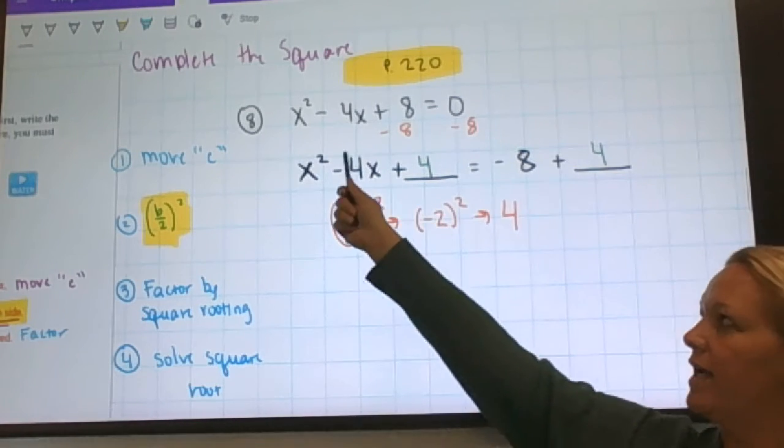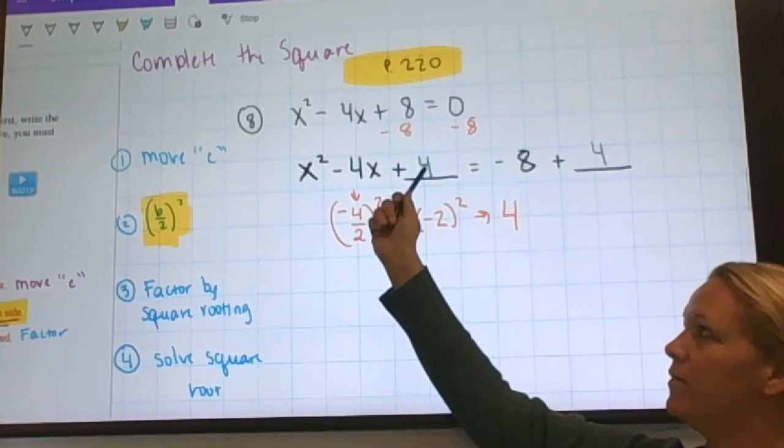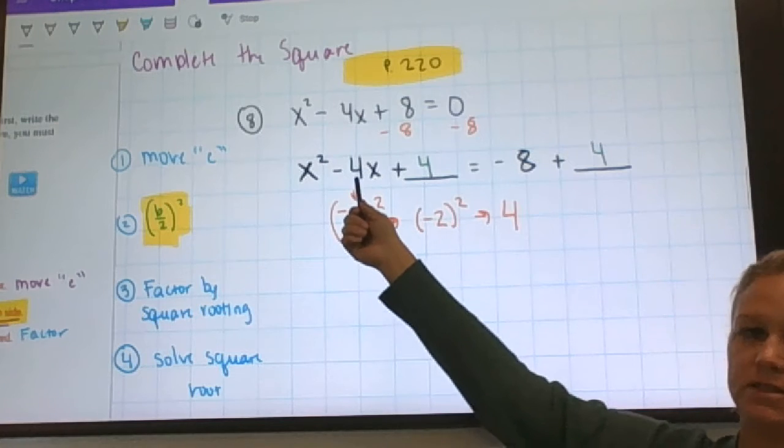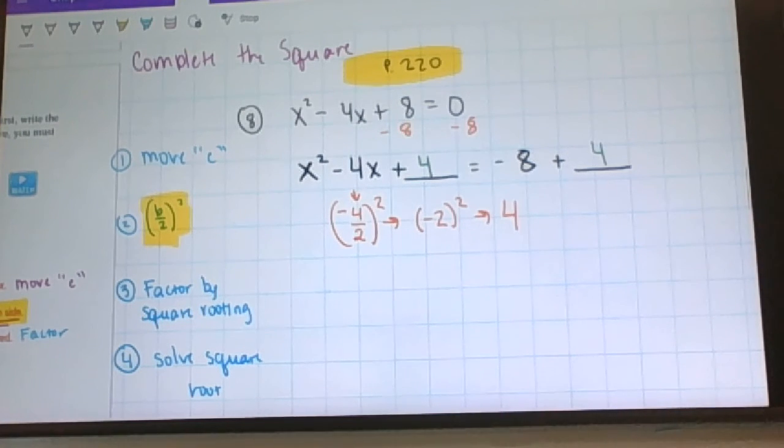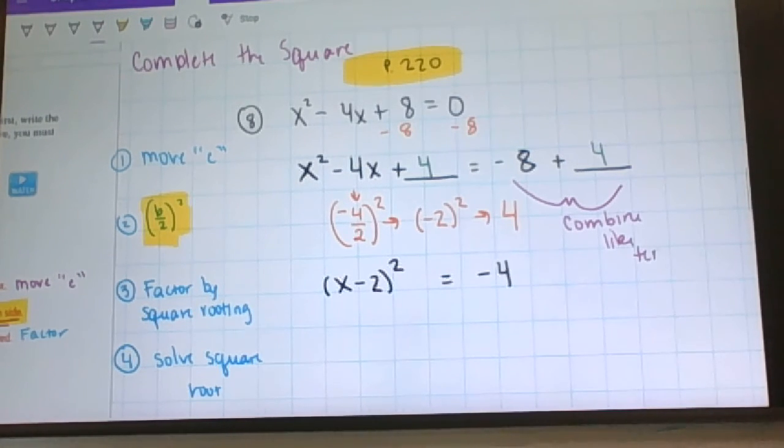And now I can factor. So this is a number that works. What multiplies to 4 and adds to negative 4? Yep. So I'm going to write that as x minus 2. And I'm also going to combine these like terms over there. And now we are at yesterday's work.